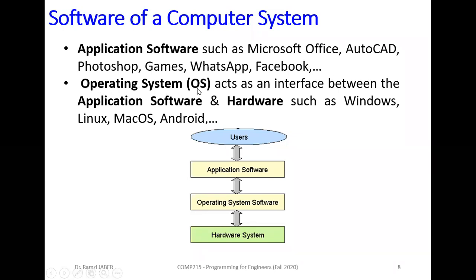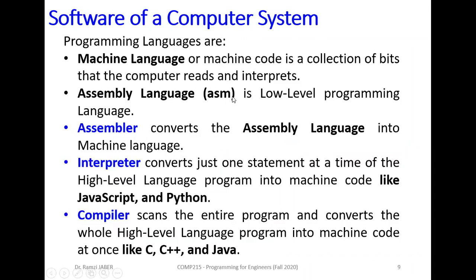Operating system, OS, acts as an interface between the application software and the hardware system. It's the intermediary between the user and the hardware. OSes are such as Windows 7, 10, Linux, Mac OS, Android, and others. We will focus on programming languages.